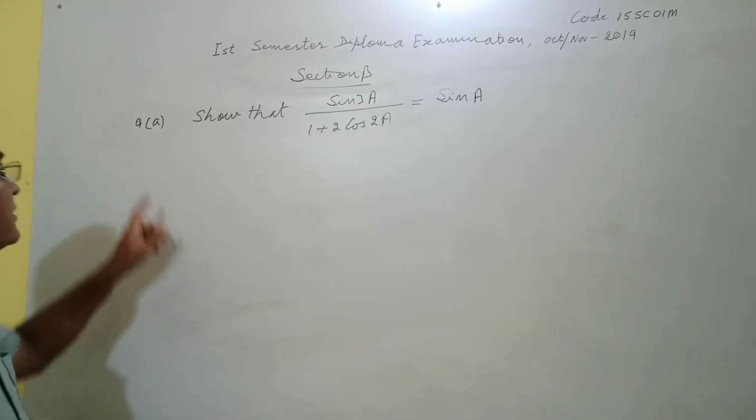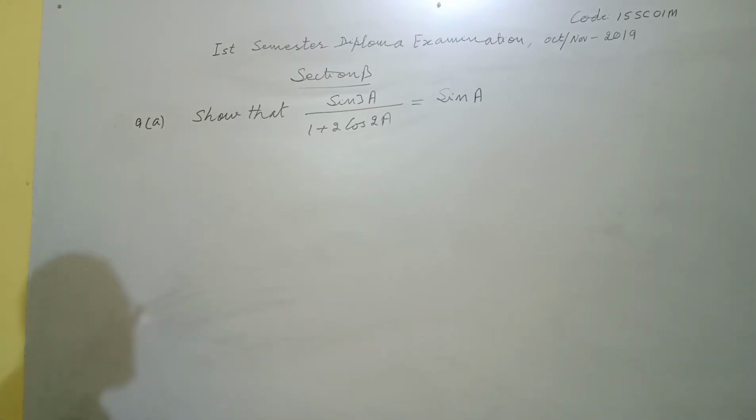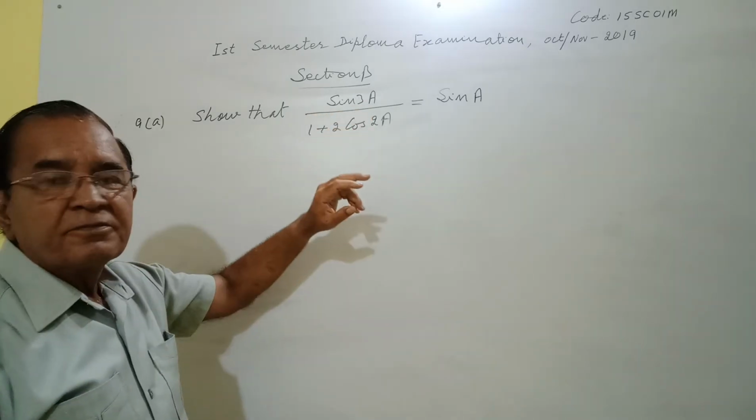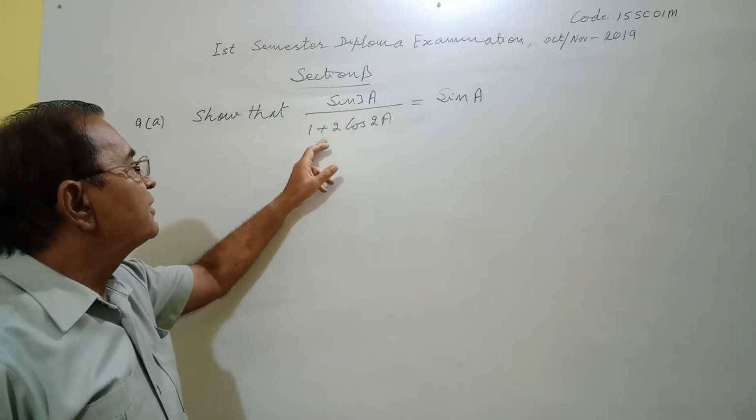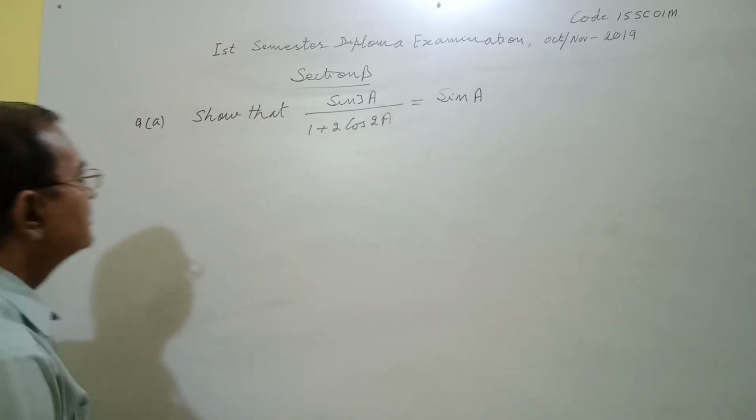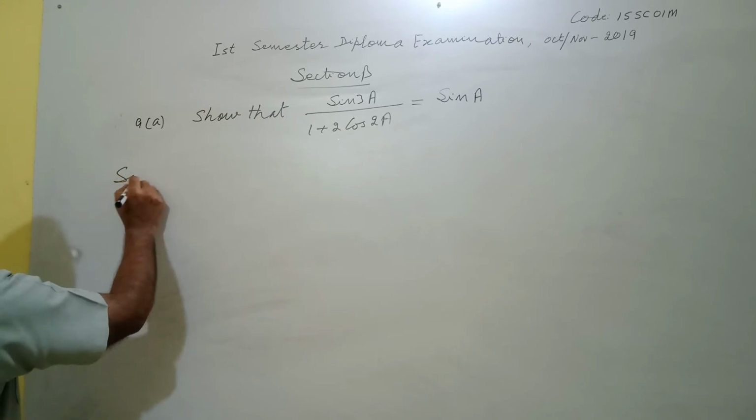Next is 9 sum A part. Show that sin 3a divided by 1 plus 2 cos 2a equals sin a. Start with the LHS.